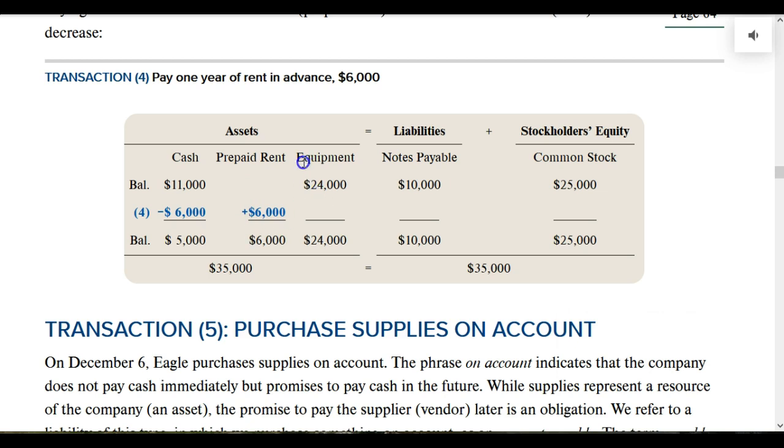So again, only the assets are affected. You're trading one asset, cash, for another asset called prepaid rent. The assets still total to $35,000. And since we haven't changed anything on the right side, it still totals $35,000. So you can see with every transaction, the accounting equation balances. This side equals this. And you think, well, there's nothing on this side to balance. That's okay, because look at this one. -6, +6, 0 on this side, 0 effect on this side. So the totals of both these sides, this still totals to 35, this still totals to 35. Okay?